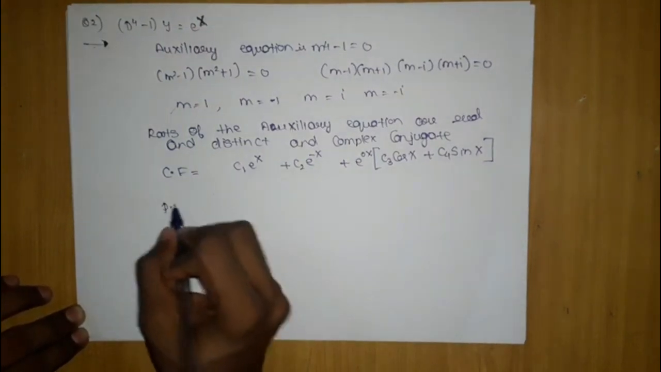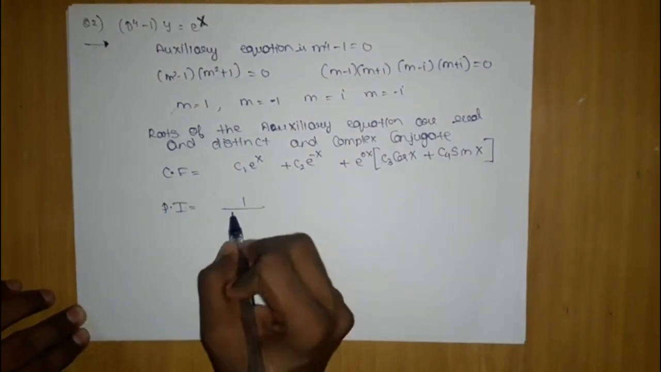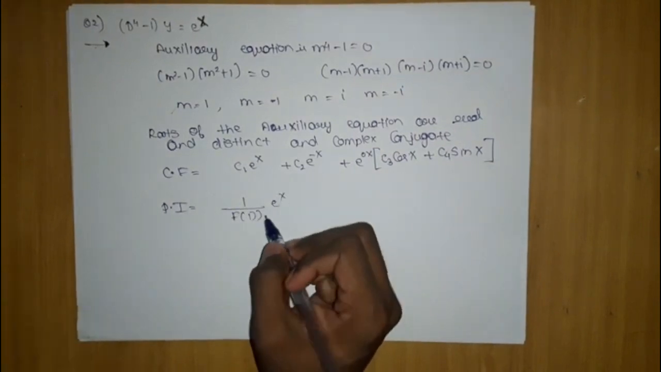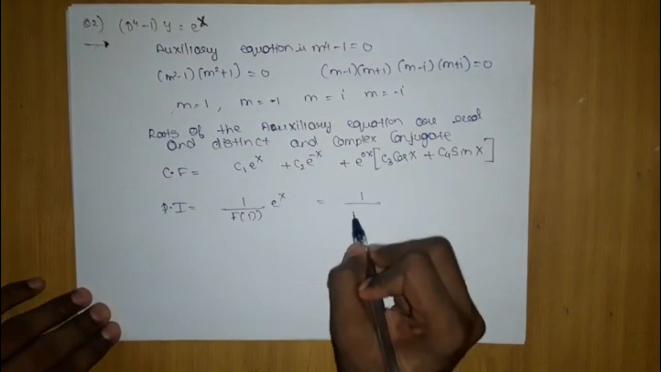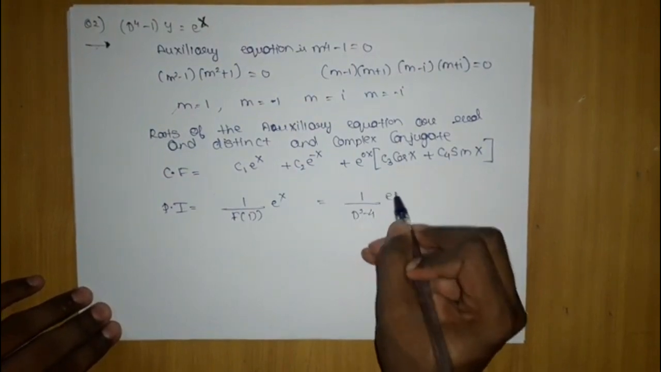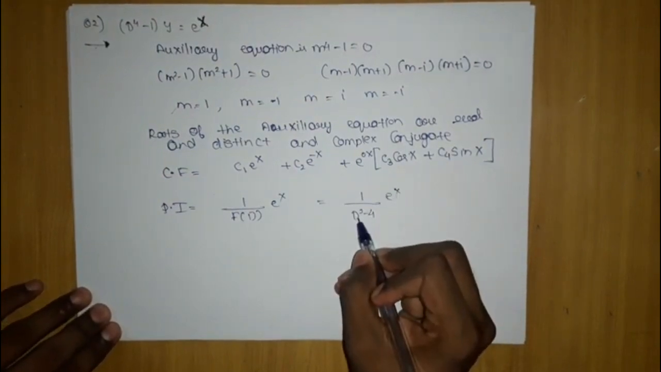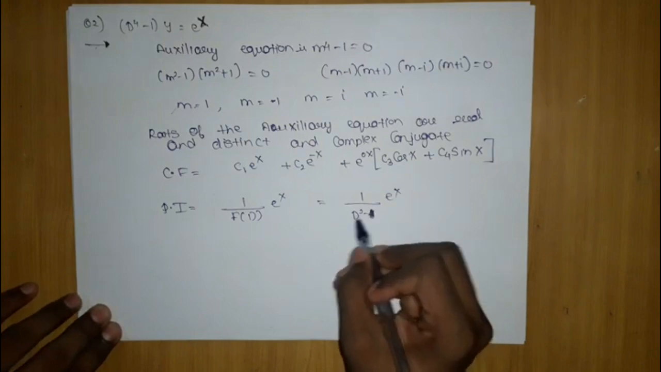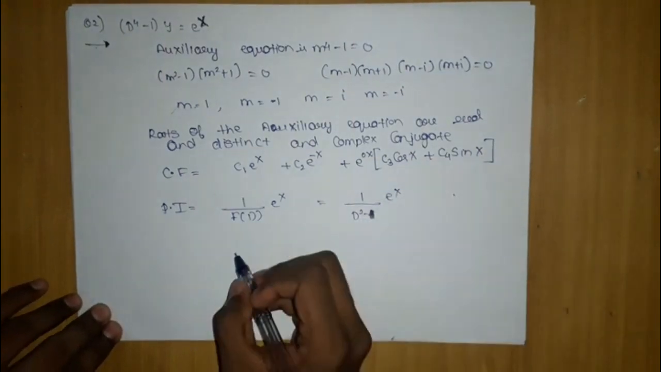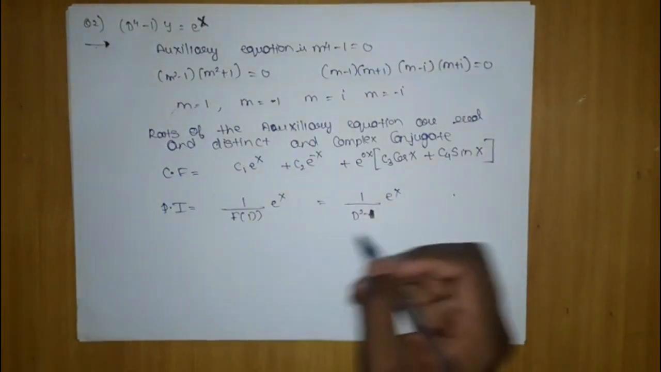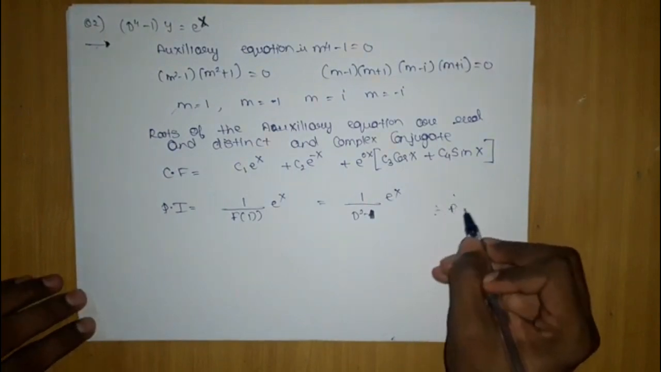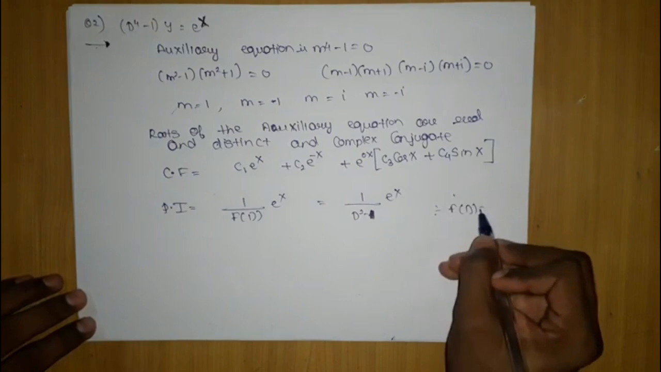Now our task is to get the particular integral, which is 1 upon f of D into e power x. You know a is 1. So what we are going to substitute here is D power 4 minus 1 into e power x. The moment you substitute D equals 1, f of D is coming out to be 0.